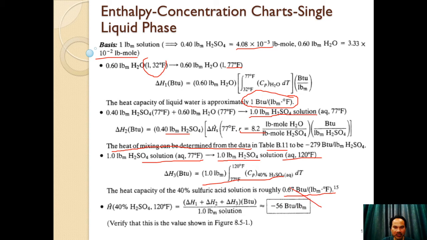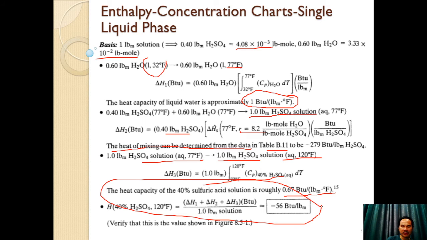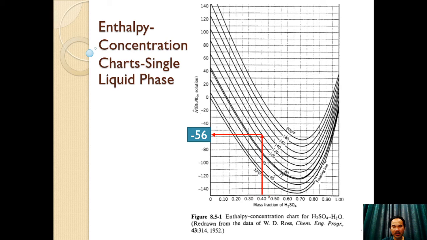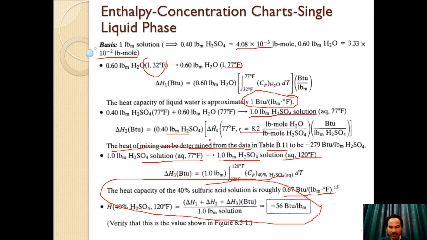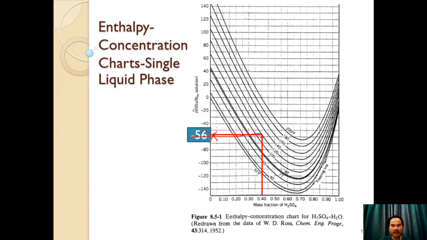BTU per pound. For this case, it is not necessary to determine by this technique. You can read from the figure like this. For the figure, at 0.4, or 40% sulfuric acid, you go to the temperature. The temperature is 120 Fahrenheit, and then you draw the horizontal line to the y-axis. You can read the enthalpy, about 56. That is a similar technique, but from the graph instead of calculation.